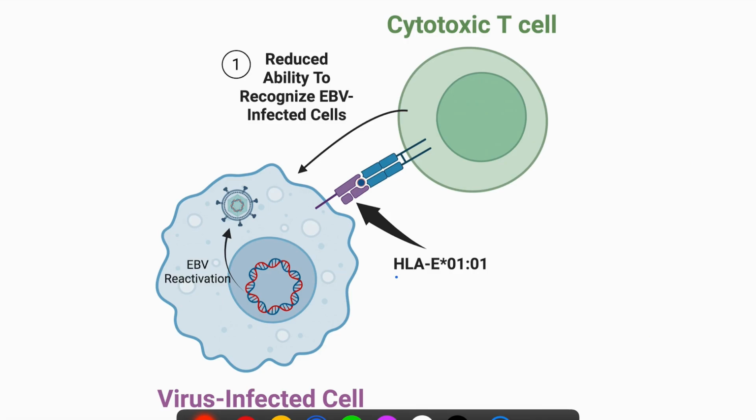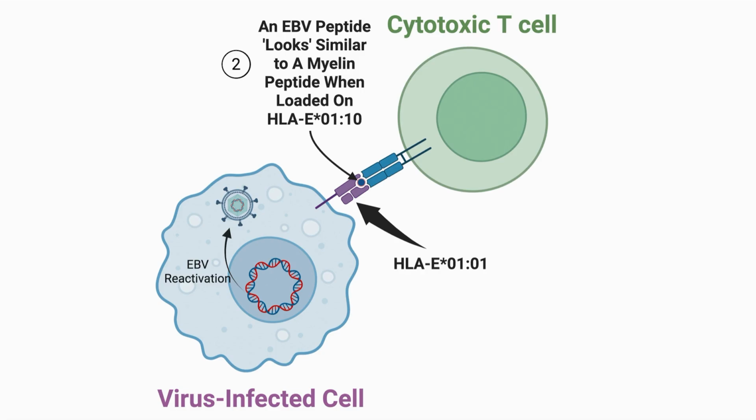The first is that having this HLA-E variant reduces the cytotoxic T cell's ability to effectively detect the EBV reactivation event inside the cell. And that reduces the cell's ability to control latent viral infections, or reactivation, I should say, putting a lot of pressure and stress on your immune system, leading to the development of autoimmunity.